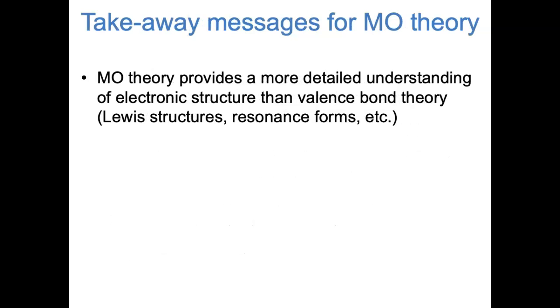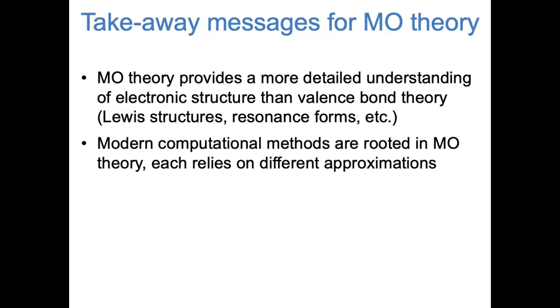And finally, just a few takeaway messages from the last several videos, which have built up molecular orbital theory. MO theory is based in quantum mechanics, so it gives us a more detailed understanding of electronic structure than valence bond theory. And by valence bond theory, I mean Lewis structures and resonance forms and things like that. MO theory is more detailed than that. Modern methods in computational chemistry, or at least computational quantum chemistry, are rooted in molecular orbital theory. They are all in some sense trying to solve the Schrödinger equation, though every method relies on different approximations.